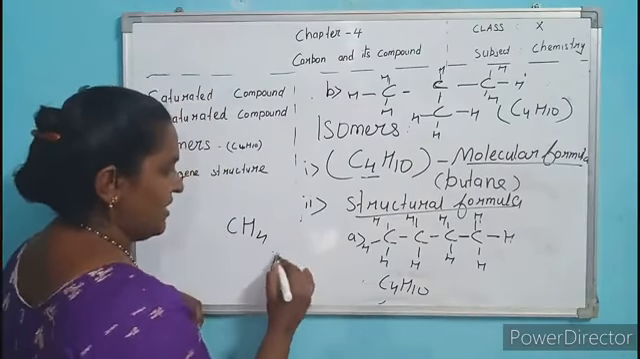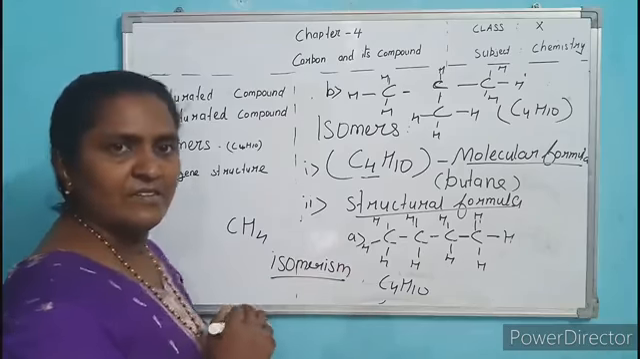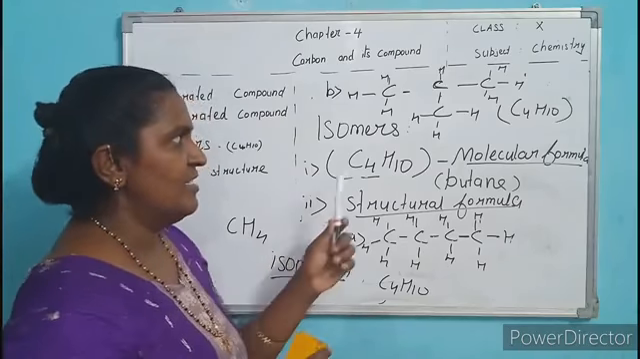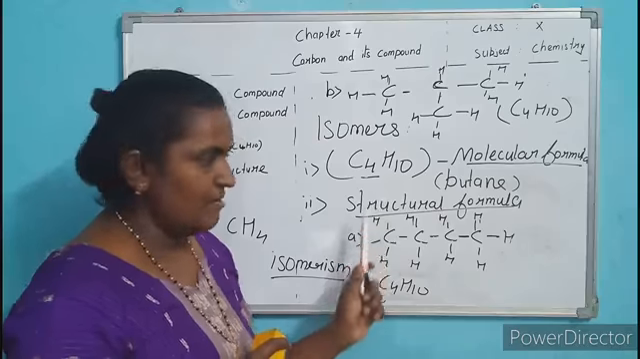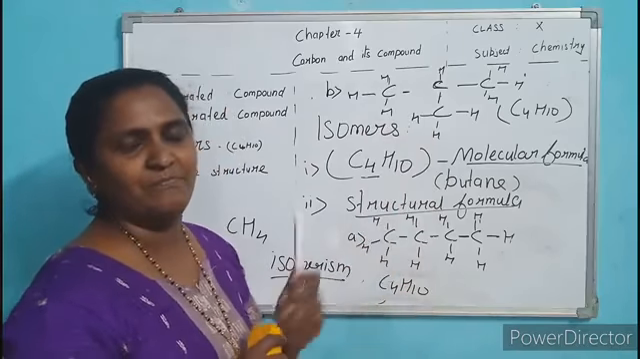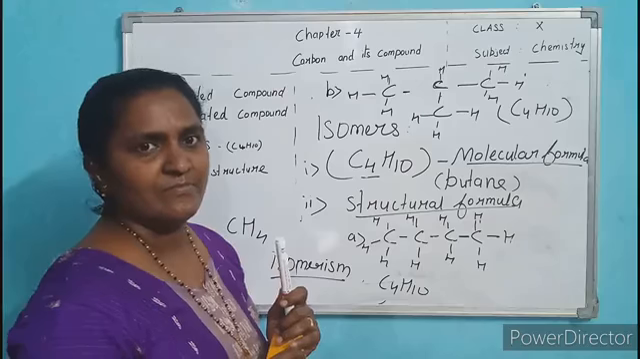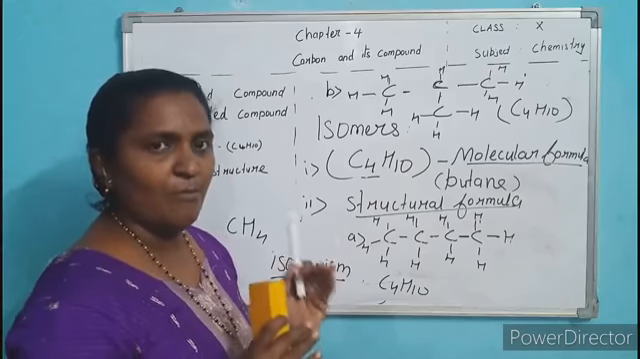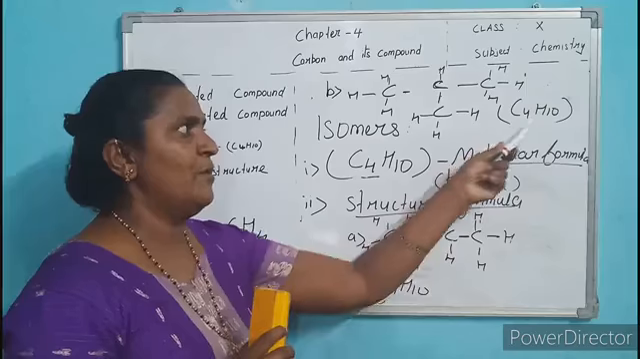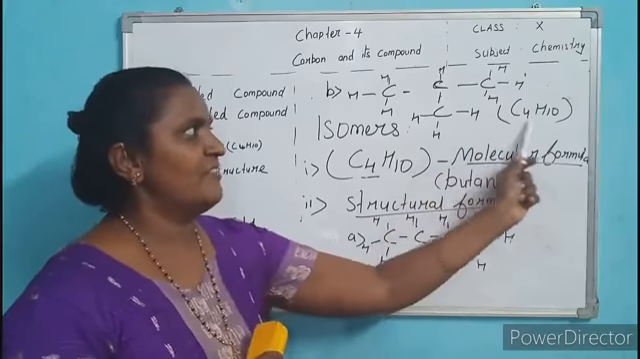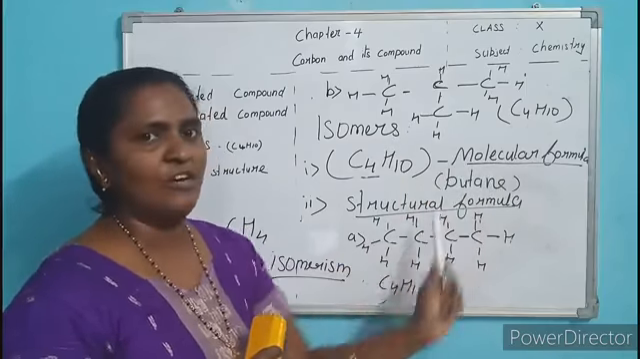The whole phenomenon is known as isomerism. Getting it? What is isomers? The compounds which have the same molecular formula but different structural formula are called isomers. Clear? Both are having the same molecular formula. Different structural formula but having the same molecular formula.